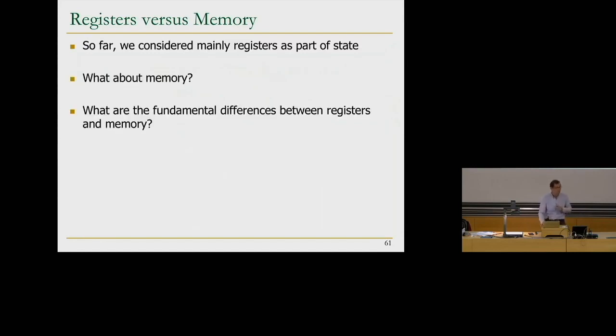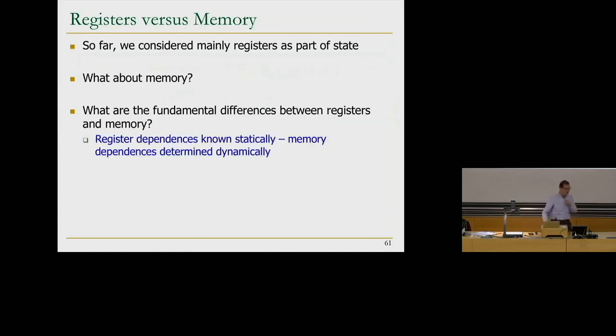What about memory? There are multiple fundamental differences between memory and registers. The first one is really interesting because it's going to cause a lot of complexity and headache in the design. Register dependencies are known statically, meaning you look at an instruction, its source is register 3, you know the sources, you know the destination. Good, you can do renaming easily, right? Because you know everything at the front end of the machine after you decode the instruction. But memory, you need to execute the instruction a little bit to get the address.